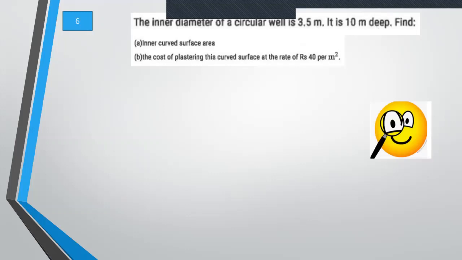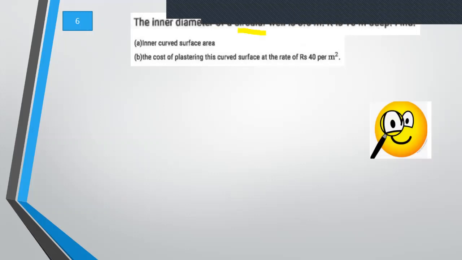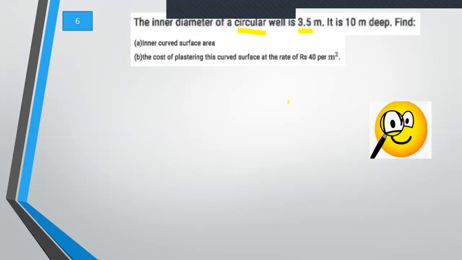The inner diameter of a circular well is 3.5 meters. It is 10 meters deep. Find the inner curved surface area. Come on, first give me the CSA. Chalo, do it first.